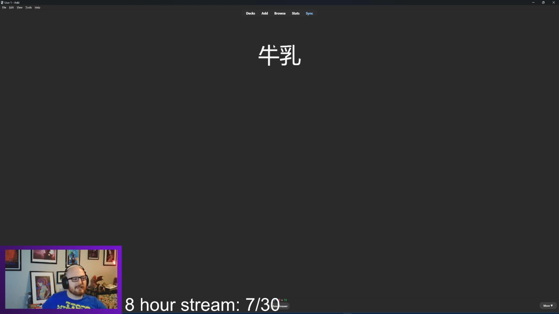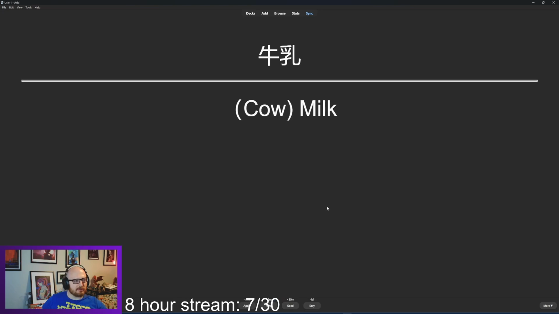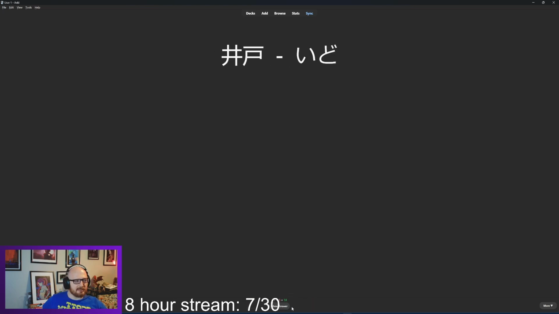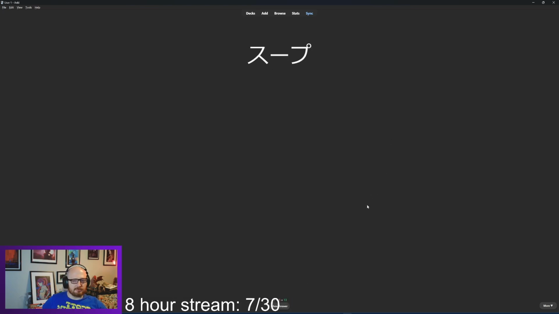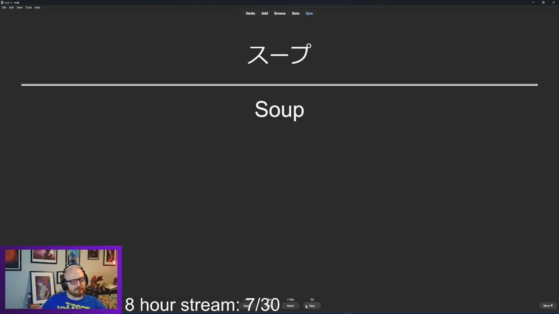All right, so here we have cow. Here we have milk. Gyuunyuu is what we're looking at. Cow milk. I didn't bother to put the hiragana here, but you'll have to trust me that gyuunyuu is how you would say that. Ido. This is a well. I think this is like literally just a water well. Yes, okay. Soup. This is soup. Hey, that's soup.